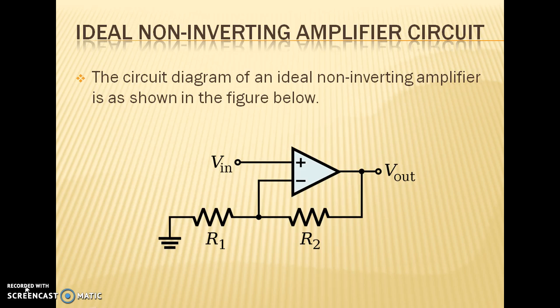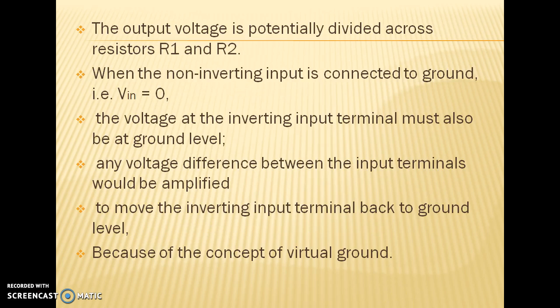Let us take a look at the circuit of a non-inverting amplifier. As we see, the input signal is applied to the non-inverting input terminal designated as plus. The inverting input terminal designated as minus is connected to the ground via resistor R1. A second resistor R2 is connected from the inverting input to the output. Since it connects the output to the input, it serves as a feedback path. What we observed in the circuit was that the output voltage is potentially divided across resistors R1 and R2.